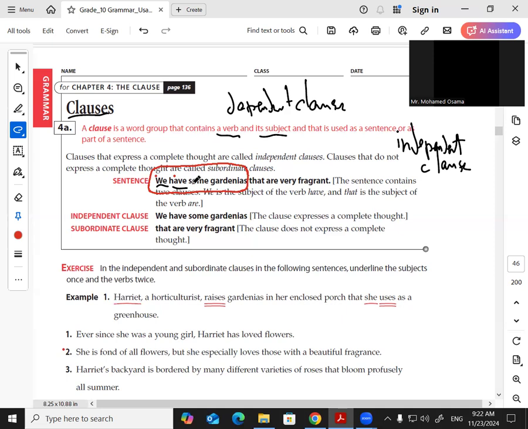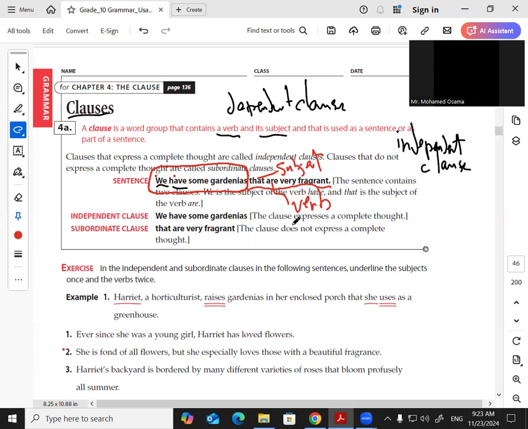In the second part of the sentence, which is "that are very fragrant," actually here we have a subject, which is "that," and we have a verb, which is "are." But actually we didn't understand a complete thought. When I say "that are very fragrant," what are that very fragrant?